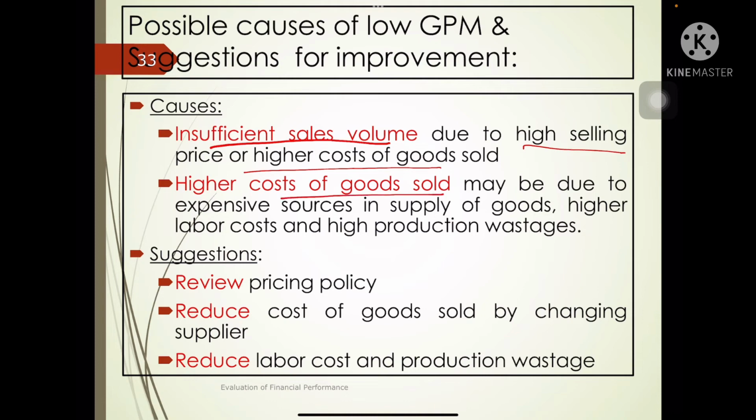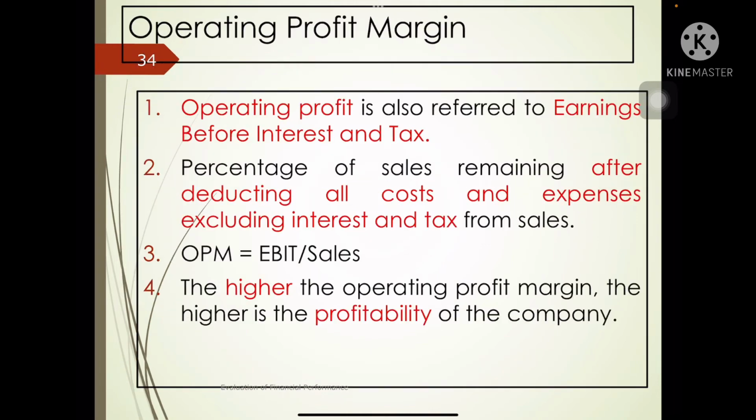Higher cost of goods sold may be due to expensive sources of supply of goods, higher labor costs, and higher production wastage. Alright, suggestion. What you have to do is review the pricing policy. We have to see whether the price is too high or not, and then reduce the cost of goods sold by changing supplier. So this one we can see whether we can get an offer from another supplier, and then reduce labor costs and production wastage. If we can reduce, then we can increase our gross profit margin.